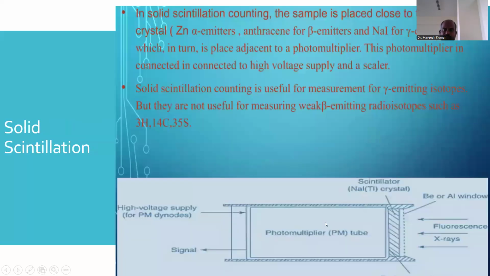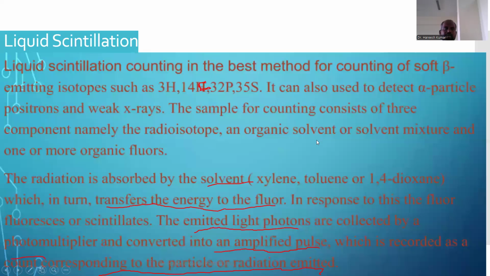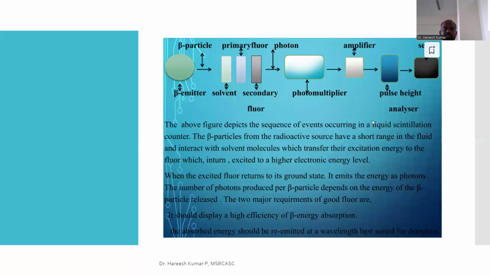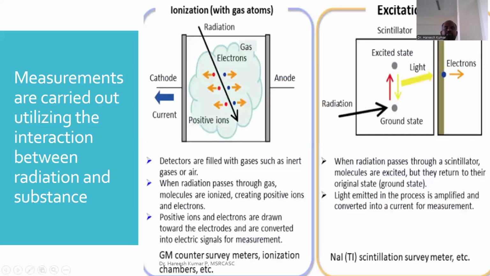And this is again information about the solid and the liquid scintillation. This is a general process. And this is again here the difference between the GM counter and the scintillation counter.